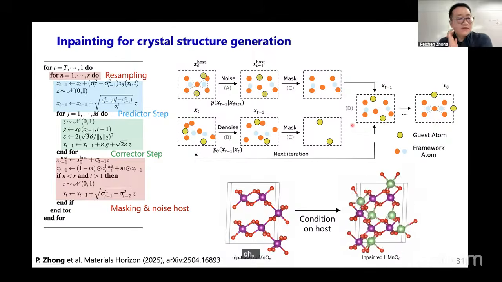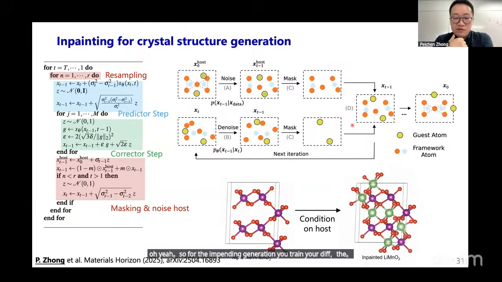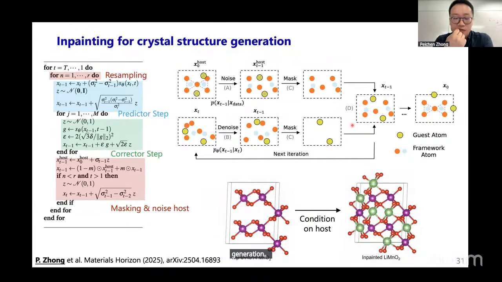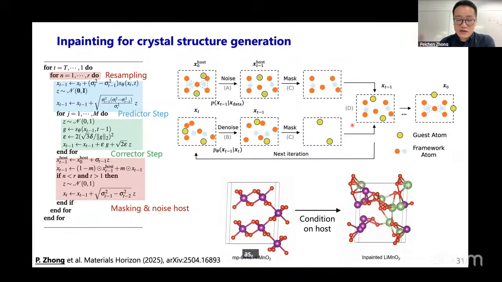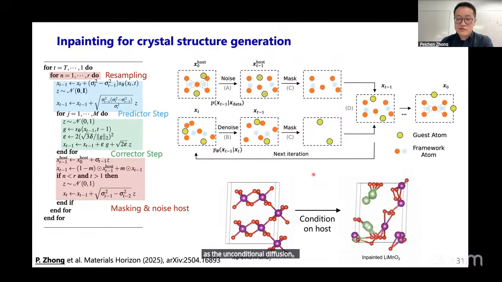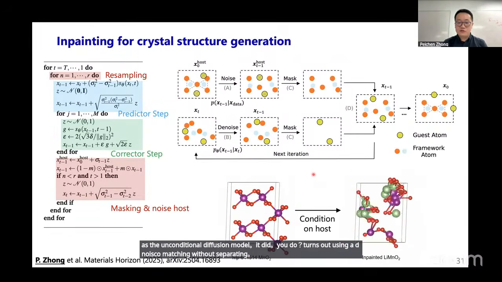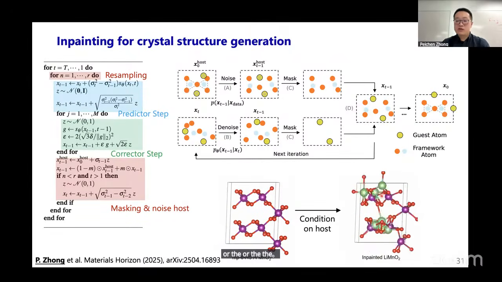Oh, yeah. For the inpainting generation, you train the diffusion model as an unconditional generation process. So basically, you train the model exactly the same as the unconditional diffusion model. You train that using denoising score matching without separating the host or the guest atom.